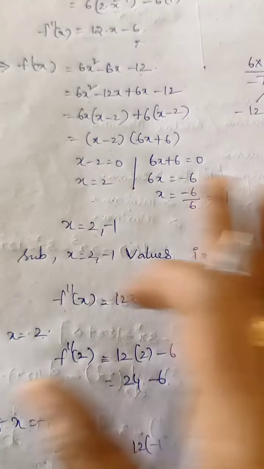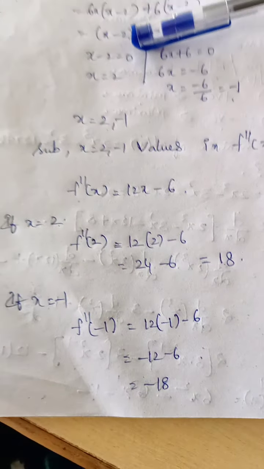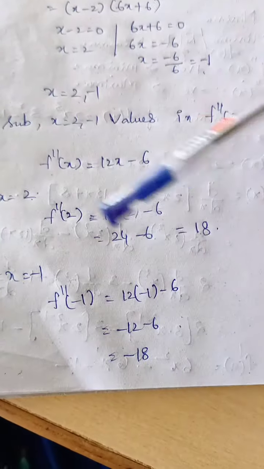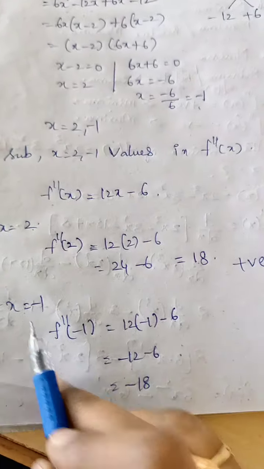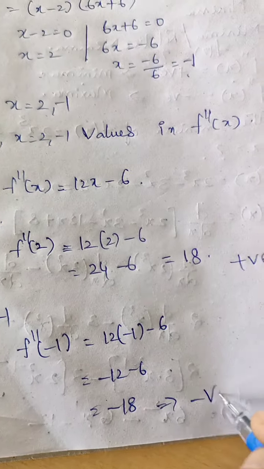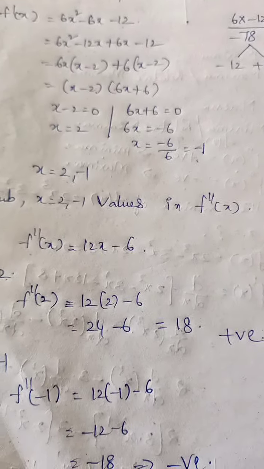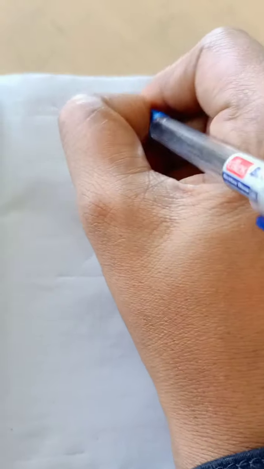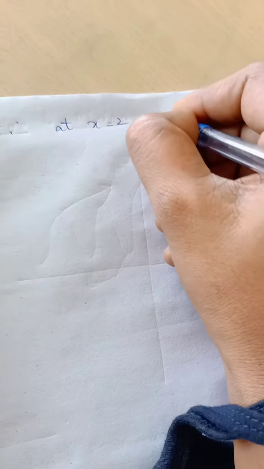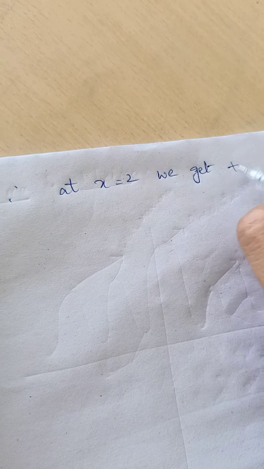So here, we have to find out the minima. Minima at which value? If x equal to 2, we get the positive value. If x equal to minus 1, we get the negative value. Here we have to find the minima, and if we get the positive value, this is the minima. So the conclusion is that at x equal to 2 we get a positive value.